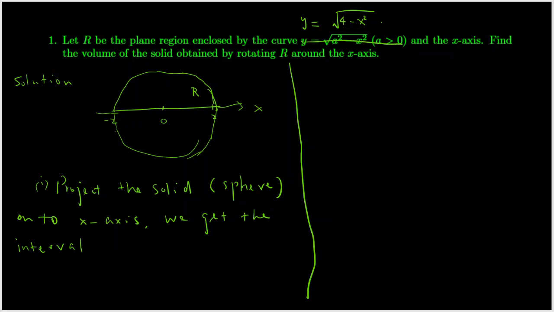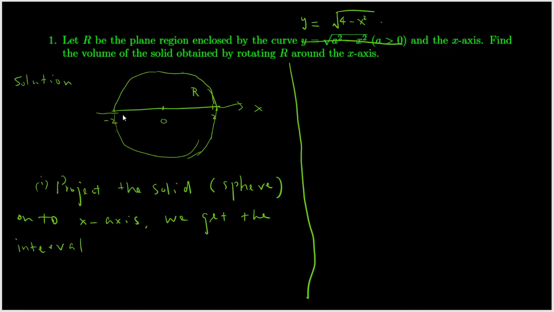Anybody want to tell me the interval? The interval is going to be the interval on which we are going to do the integration. You have a line, and then you have a sphere from -2 to 2. Yeah, that's right. We project the solid, the entire sphere, onto the x-axis. We have an interval from -2 to 2.